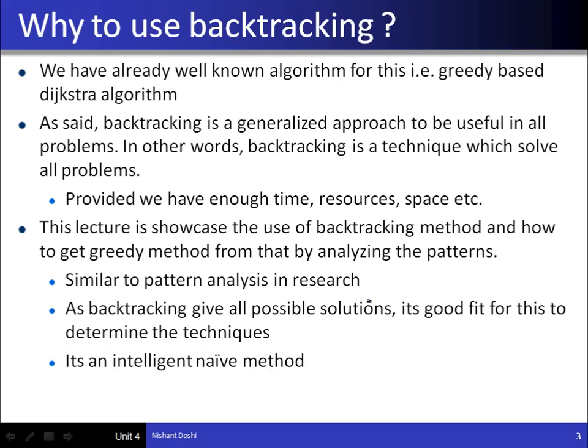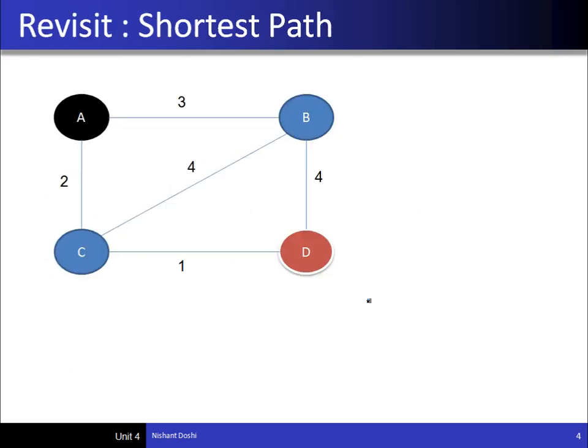From that we get all the solutions, from all the solutions we get patterns, and from the pattern analysis we get our greedy method. That is the stepwise process: stage 1, stage 2, stage 3, and so on. So let's take our example of shortest path. What we want is to generate a state space tree. For what a state space tree is, refer to my other videos devoted to state space trees and how to create them.